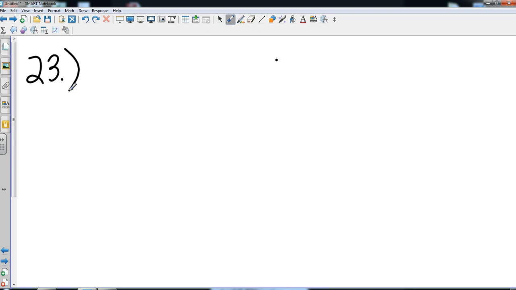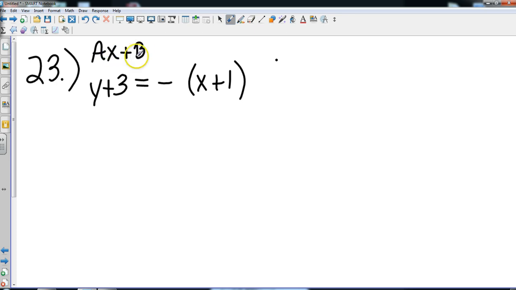Okay, number 23. Take the equation. What form does it want it in? Standard form. So I would flip back to my front page and remind myself what standard form looks like. Don't just go, oh, I got this. Go back and remind yourself what it is. It needs to be an Ax plus By equals C form.